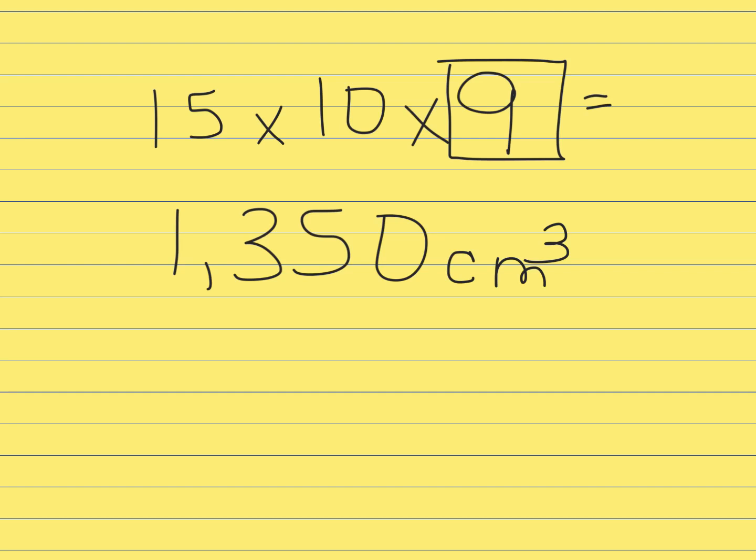Okay, so if you multiply that, you get 1,350 cubic centimeters. But the problem says to write your answer in milliliters. And remember that 1 cubic centimeter is equal to 1 milliliter. So how would you write that as milliliters? Okay, so that would be 1,350 milliliters.